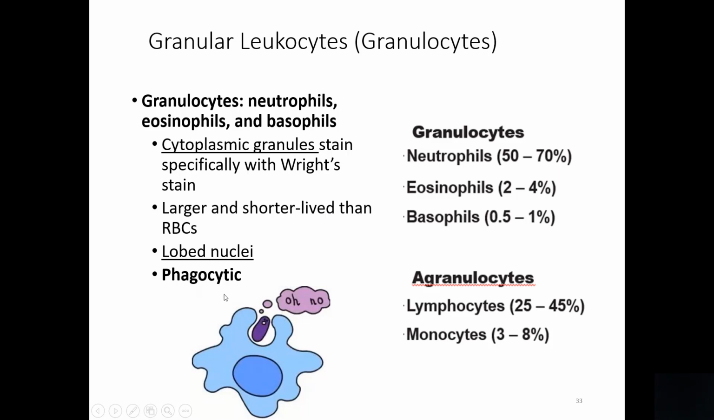What does it mean? They are capable of phagocytosis. Remember what it is. They are capable of surrounding, taking inside, engulfing bacteria or viruses in a vesicle, and then later destroying them.